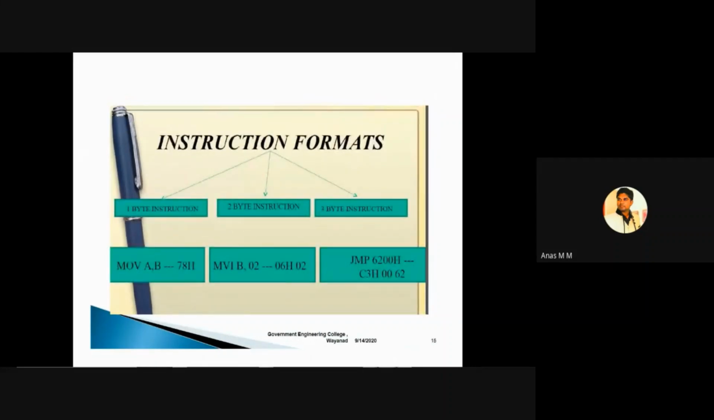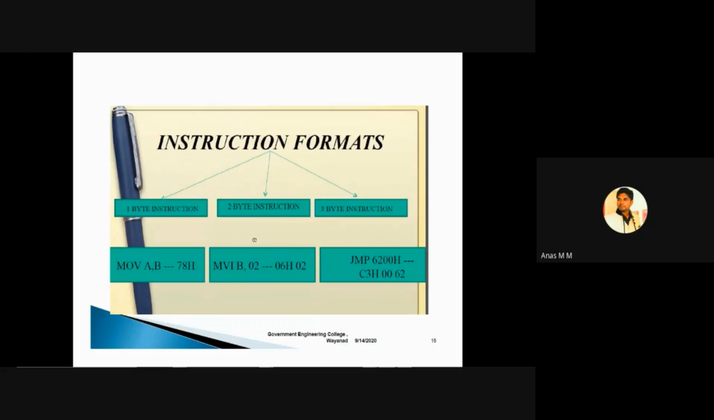Instructions, according to their size, are classified into 1-byte instructions, 2-byte instructions, and 3-byte instructions. For example, MOV A, B: we only need an 8-bit value because only the opcode is there. There is no operand. So please just observe this. If there is only one opcode and no operand, it is a 1-byte instruction.